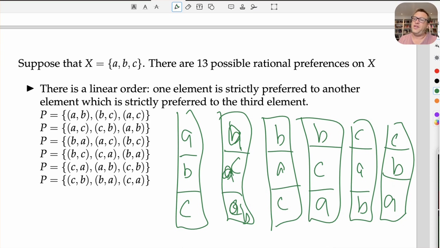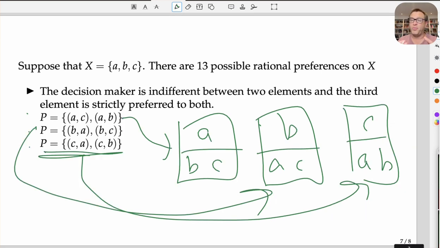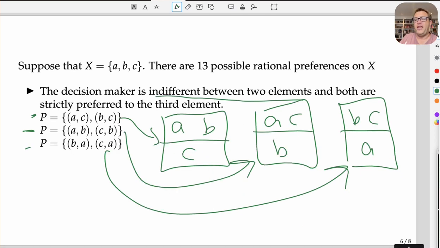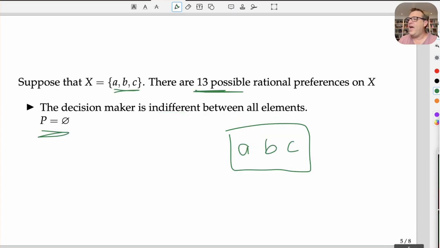So these are the 13 possible rational preferences on the set X. You can arrange the things in a linear order, and there are 6 possible ways to do that if there are 3 elements. There are 3 possible ways in which there's a unique element in first place and 2 things tied for second place. There are 3 possible ways in which 2 things are tied for first place and the third thing is in second place. And then there's 1 way in which the decision maker is indifferent between all the elements. Those are the 13 possible ways of having a rational preference on a set X.